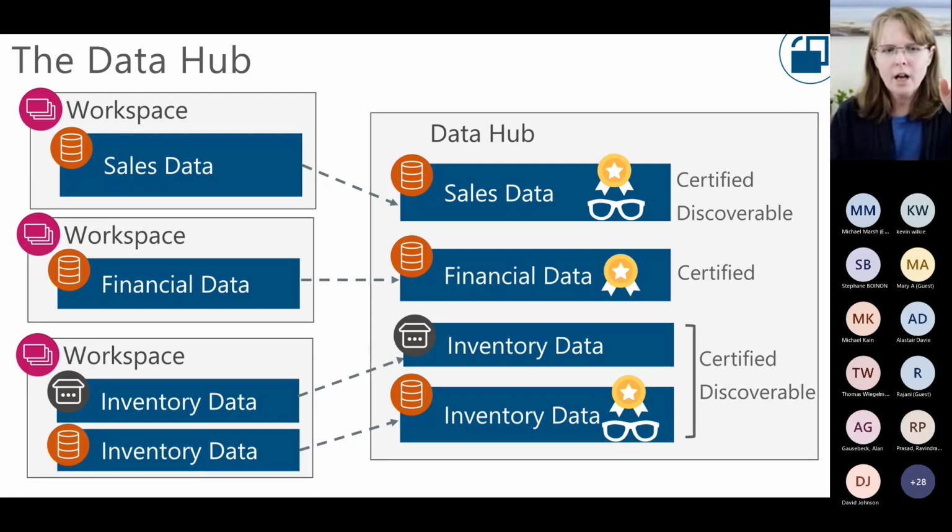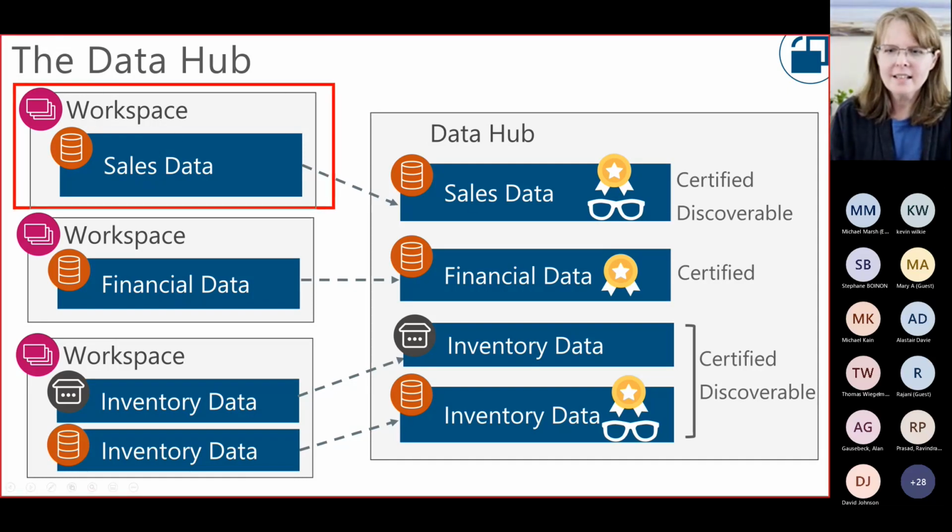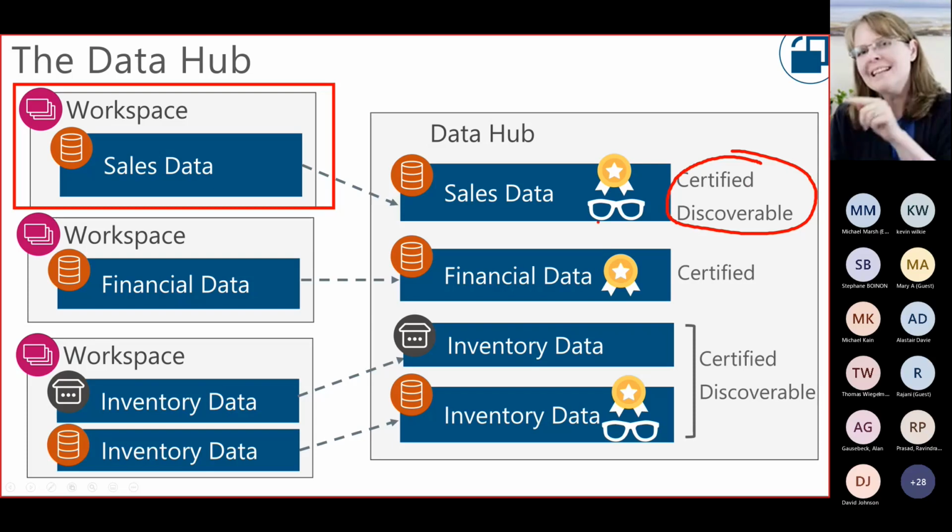So here I've got three workspaces on the left. Let's say the sales data set, I've set it to be certified and I've set it to be discoverable. So it will show up in the data hub for other people to know this thing exists.